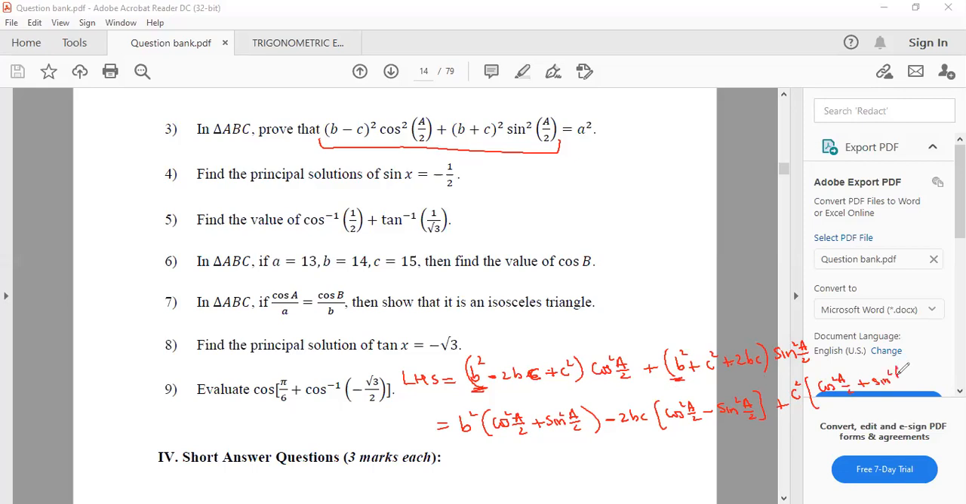Now don't write any explanation for a plus b the whole square only. You need to only write explanation for the formula that you learned this year in this chapter. Yes, sir. Don't write explanation for sin square theta plus cos square theta is 1. Directly you can do it. What is cos square A by 2 minus sin square A by 2? Cos A plus c square.